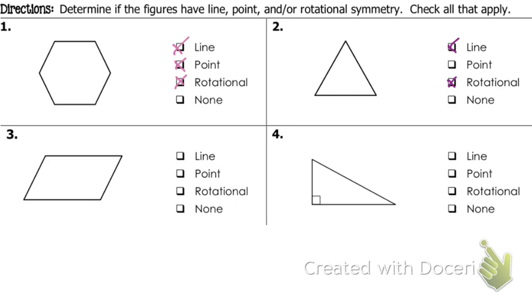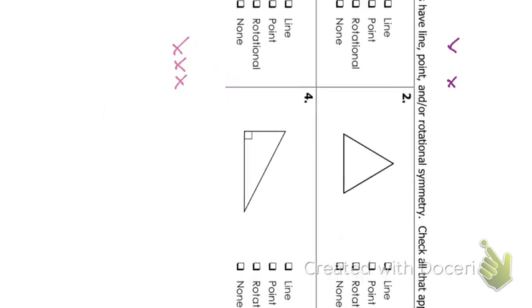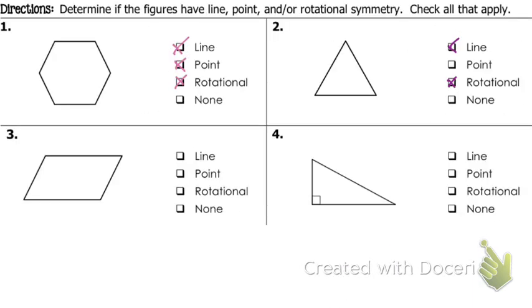Does it have point symmetry? No. No, but you can rotate it like that and it's the same. 120 degrees. That makes sense. Or another 120 degrees over here. And you still get the same triangle. That's a lot of degrees.